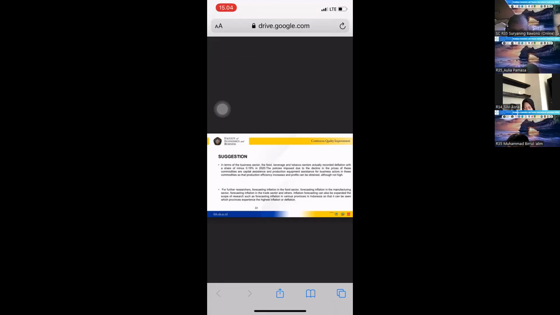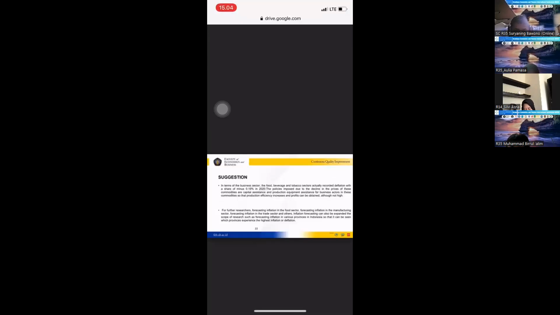And for suggestion number 3, in terms of business sector, the food, beverage, and tobacco sectors actually recorded deflation with a share of minus. Like I told, the policies imposed due to the decline in the price of these commodities are capital assistance and production equipment assistance for business actors in these commodities, so that production efficiency increases and profit that can be obtained also increases.